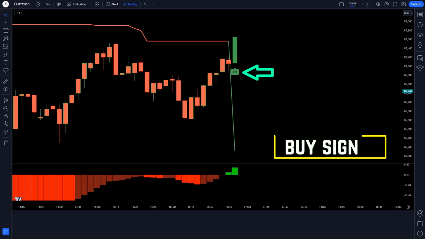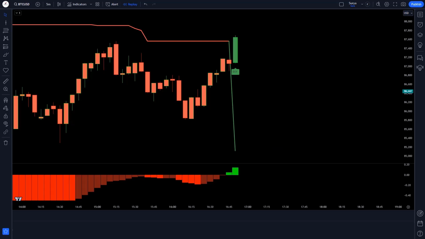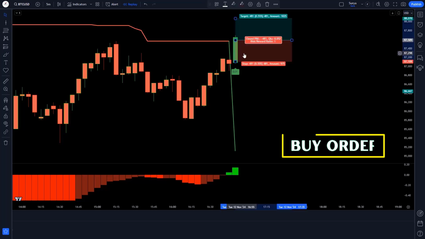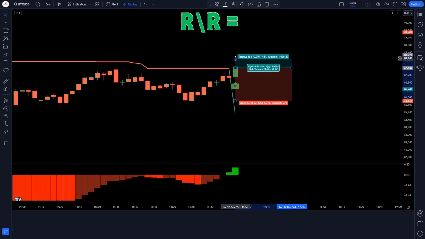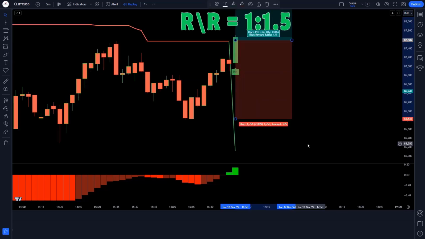When accurate swing trading indicator has given us buy signal and market has formed a bullish candle, Kalman filtered RSI oscillator indicator has formed a green histogram. If this condition is met, then we will take a buy order. Our stop loss is to be placed at the previous low of the market, and the risk to reward ratio will be 1 to 1.5.